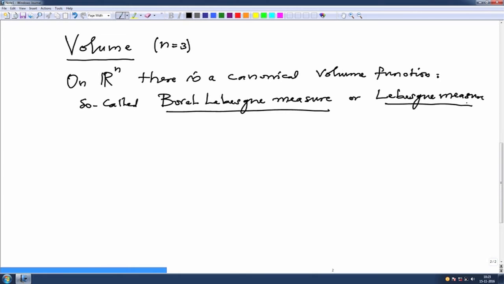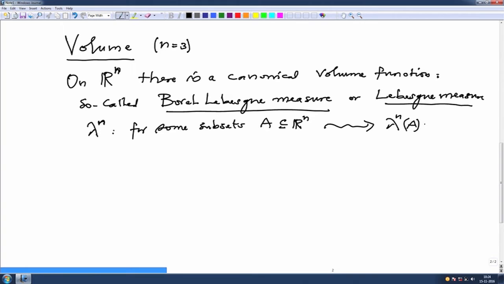So, what does it do? The usual notation for that is lambda n. This n is for the dimension n, and this lambda is for Lebesgue. So, that is a volume function. This lambda n associates to some subsets A of R^n a number, lambda n of A. This is a positive real number, it could be infinity also.